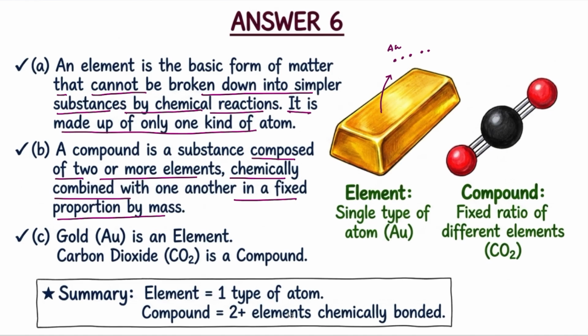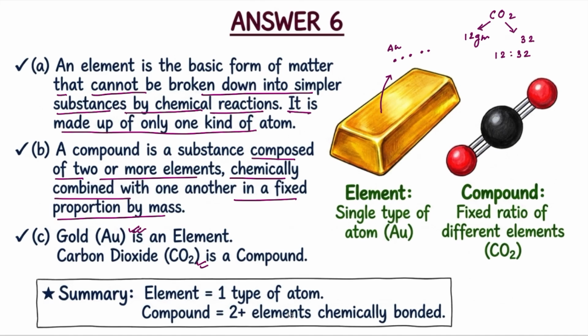As an example, check carbon dioxide. In carbon dioxide, the mass of carbon is 12 gram and the mass of oxygen is 32 gram. So the ratio of the mass of carbon and oxygen is fixed, it will not change. When two or more elements combine with each other in a fixed proportion by their mass, a new substance forms. That substance is known as a compound. So carbon dioxide is a compound and gold is an element.